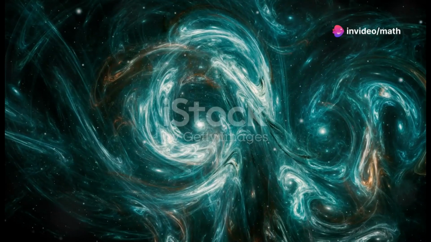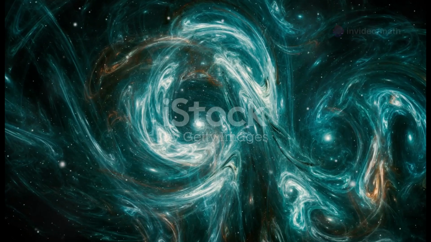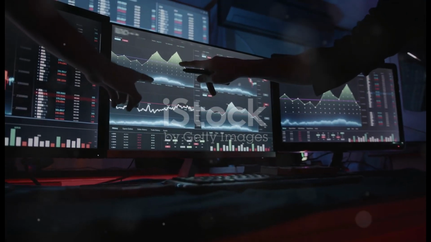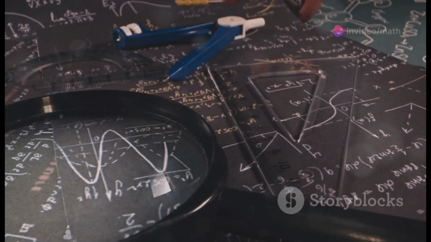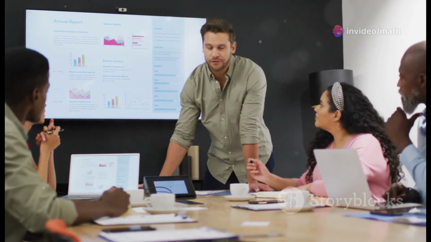Welcome, fellow travelers of the cosmos, to a deep dive into the fascinating world where mathematics meets economics. Today we'll explore how math forms the backbone of economic theories and models, revealing the elegant equations that govern the flow of resources, the ebb and flow of markets, and the decisions we make as individuals and societies.